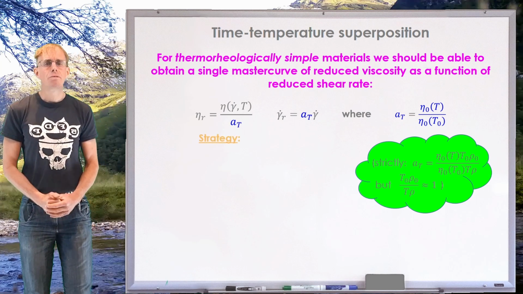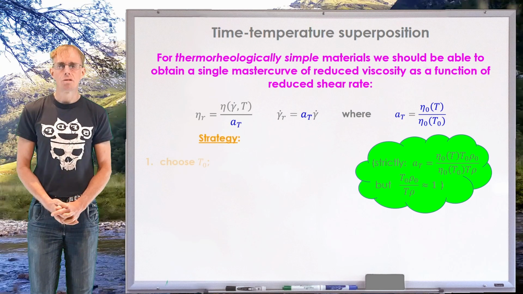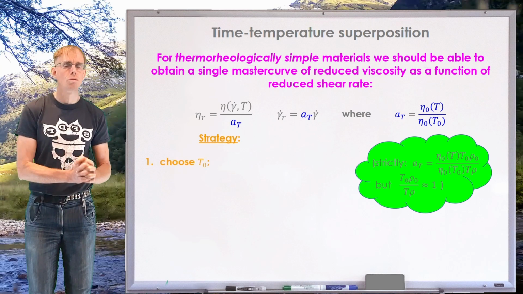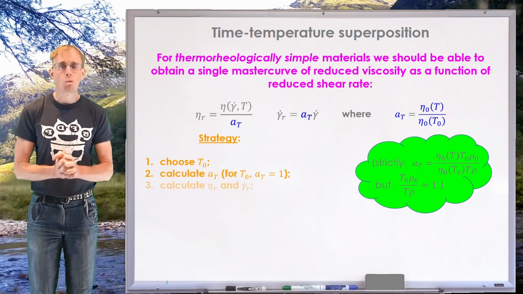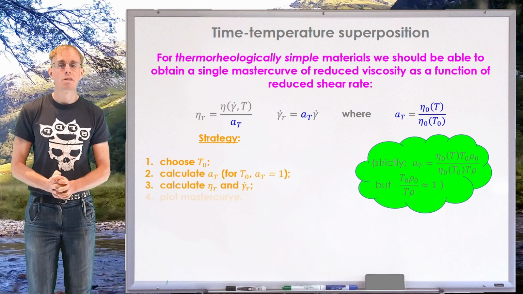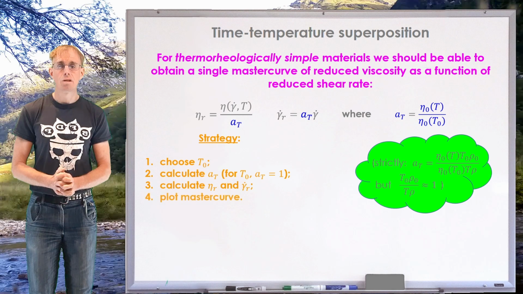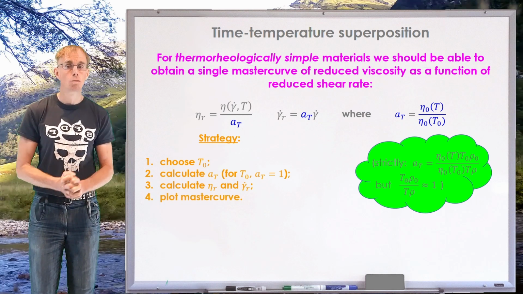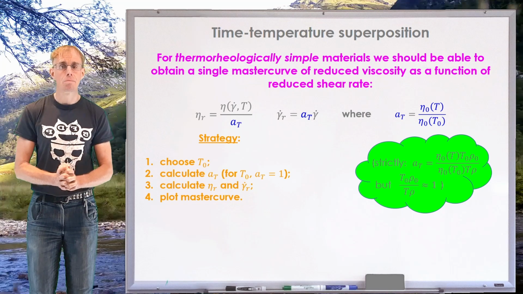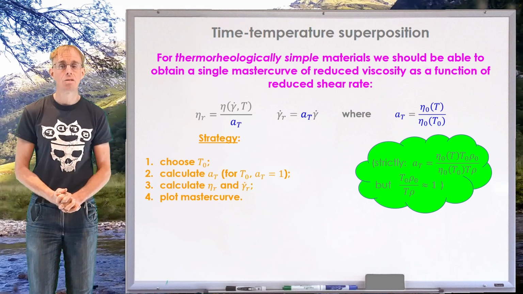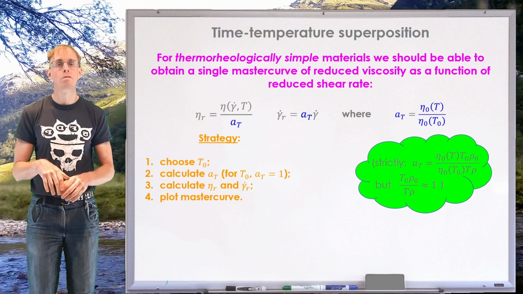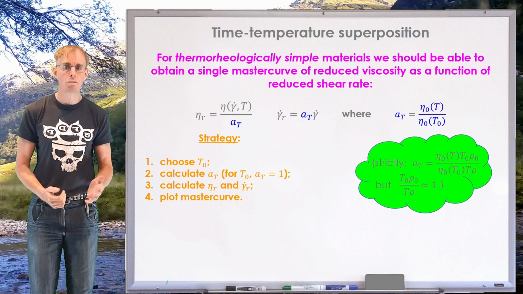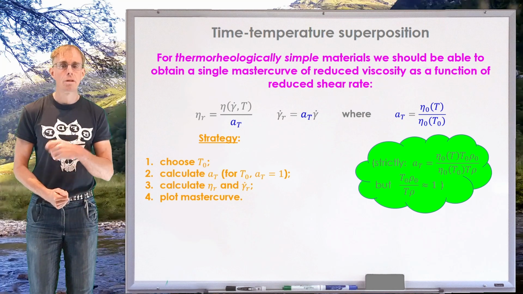So, let's define a strategy as to how we're going to go about this. We're going to first of all choose a reference temperature. I'm going to do so relatively arbitrarily. For that reference temperature, I'm then going to calculate AT. So, for T0, my reference temperature, AT is 1. For different temperatures, I can then calculate what AT is. For those different temperatures, I'm then going to calculate my reduced viscosity and my reduced shear rate, and then I'm going to plot the master curve out.